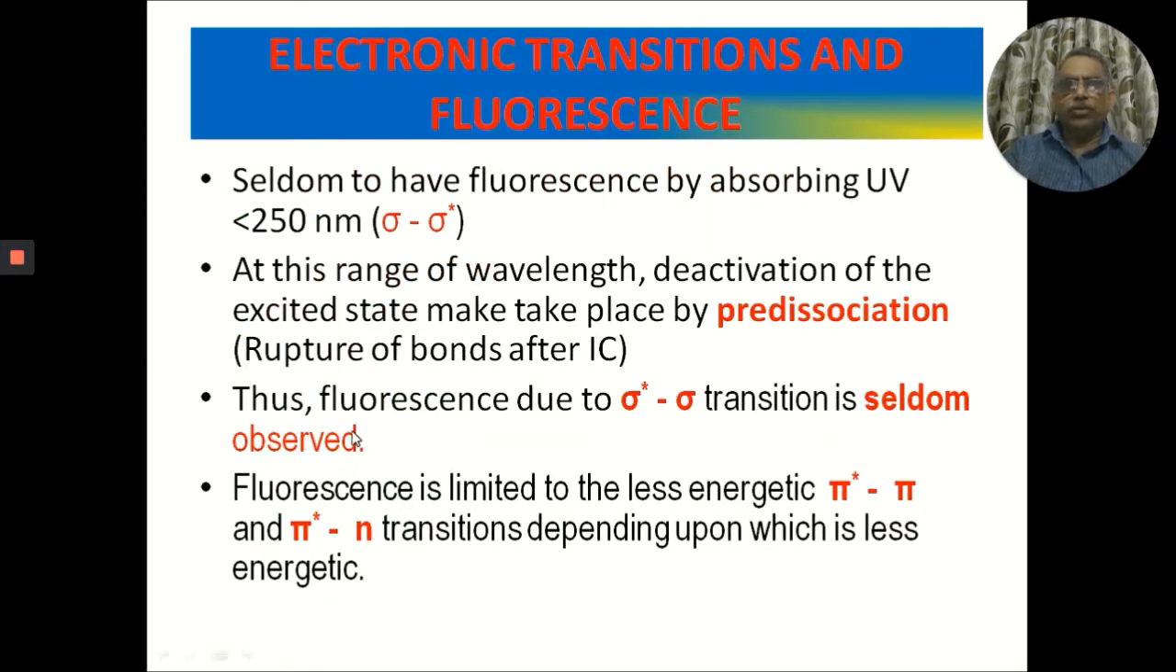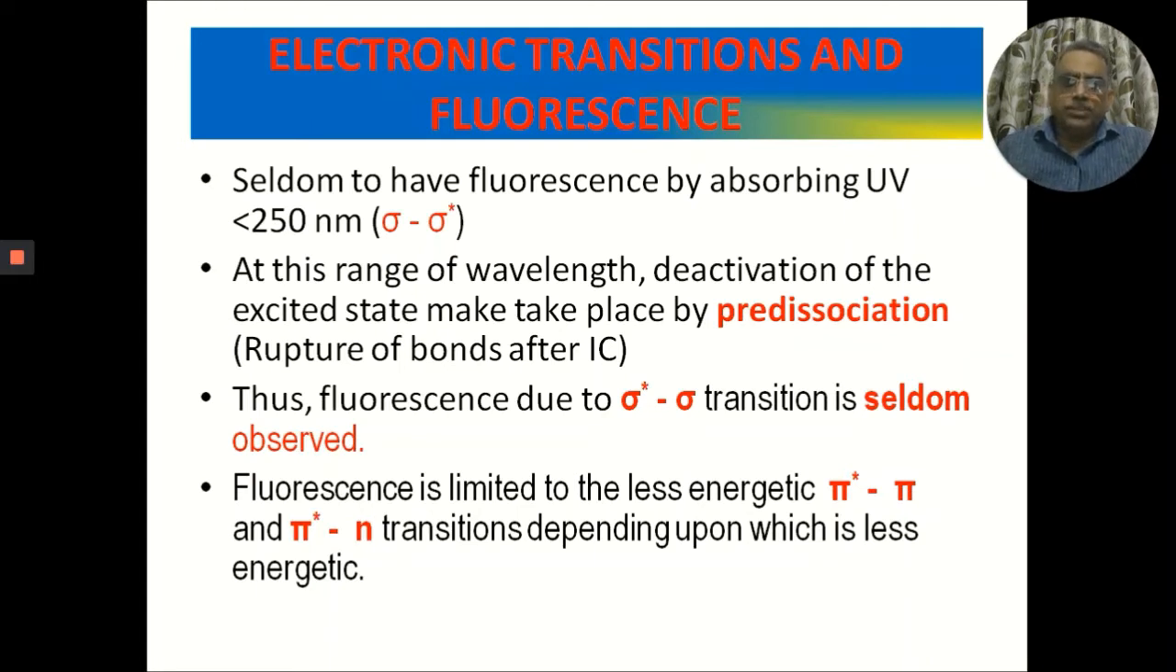If you look at the electronic transitions and fluorescence in detail, molecules absorbing in the UV through sigma to sigma star seldom show fluorescence. At this range of wavelength, what you can see in the molecule is deactivation of the excited state by a kind of pre-dissociation. Pre-dissociation talks about the rupture of the bond after the internal conversion. Thus the fluorescence due to sigma to sigma star is seldom observed.